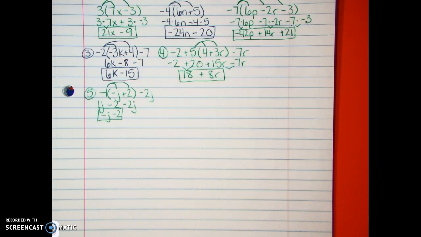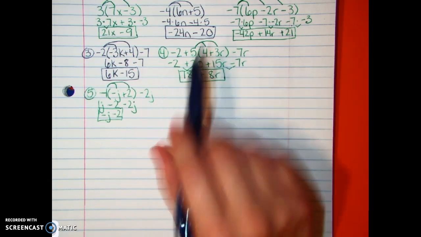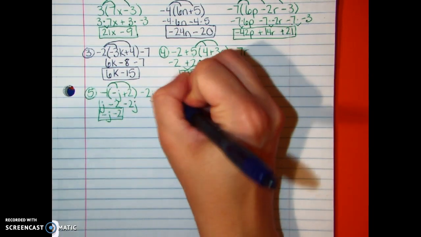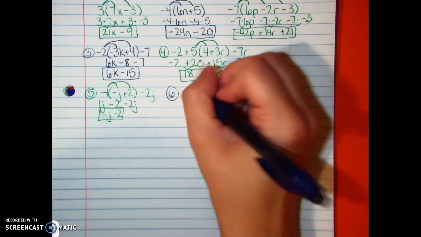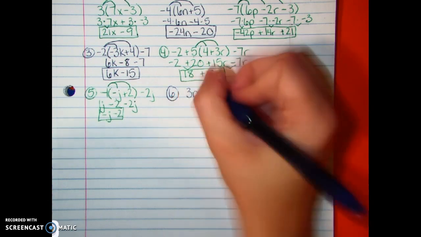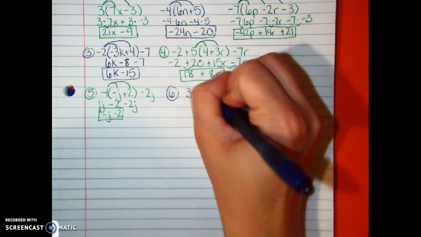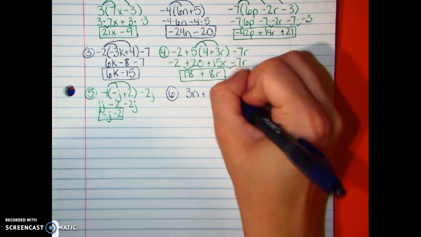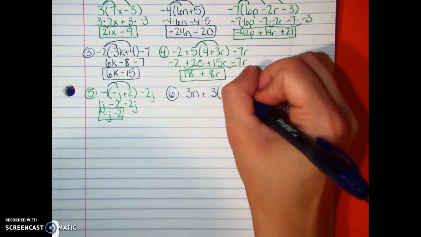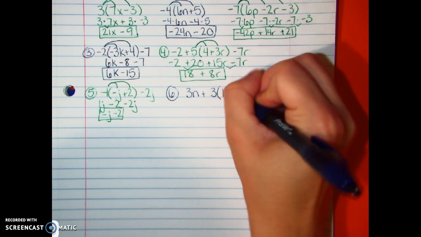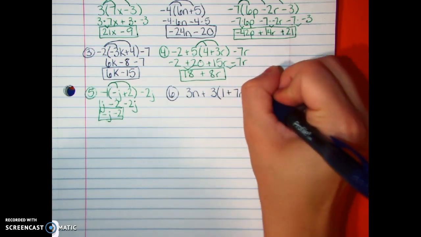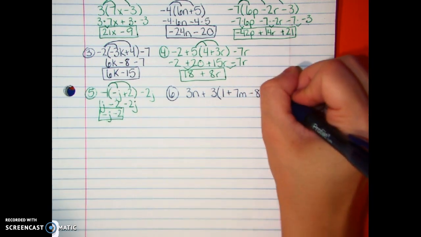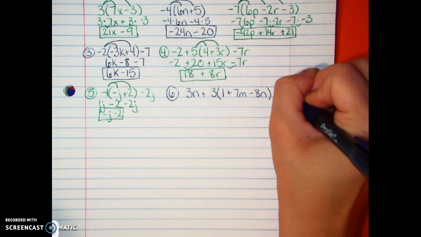Okay, now let's do another one, but with 3 terms. So kind of like this one, but with a little bit more. Let's do 3n plus 3 times 1 plus 7m minus 8n minus 9m.